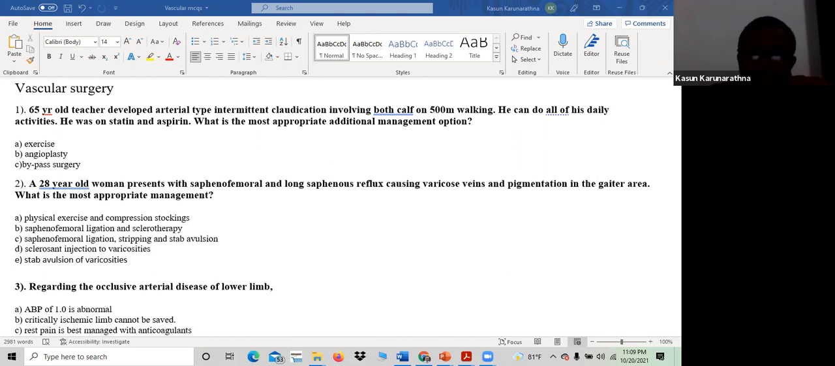Some surgeons use sclerotherapy as the initial treatment modality, but according to current evidence, recurrence rates are higher with sclerotherapy compared with open surgery. Endovenous laser ablation and radiofrequency ablation are equally efficient as open surgery. So recurrence rates are similar, right? So all are possible options. It depends.